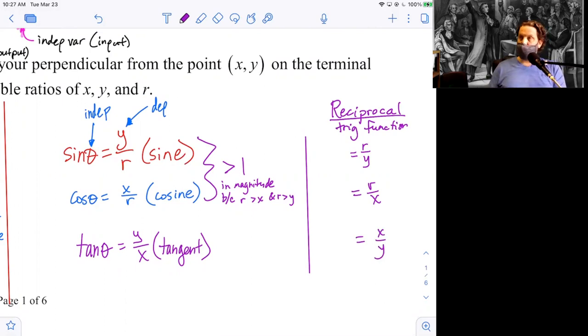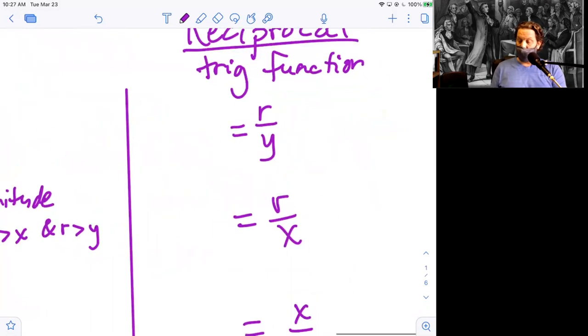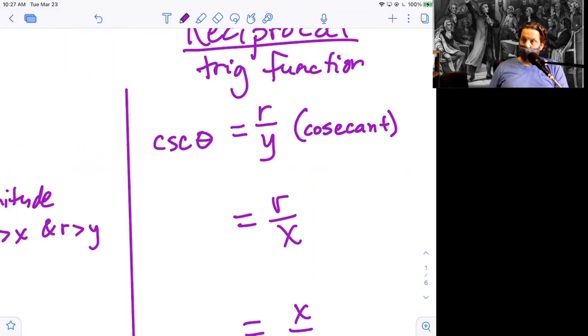Now these guys also have names, okay? And it's not sine, cosine, and tangent. So the name that we give to r over y is cosecant. And we abbreviate it as CSC of theta. You probably haven't heard that term before, because SOHCAHTOA is what you had. The reciprocal of cosine, r over x, is going to be called the secant ratio, and we abbreviate that SEC, like the Southeast Conference, of theta.